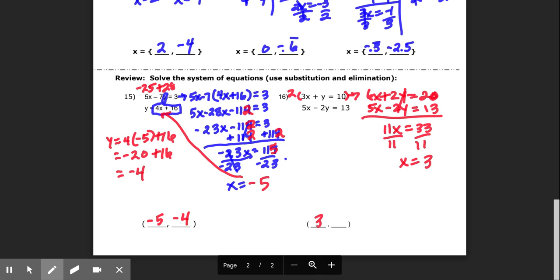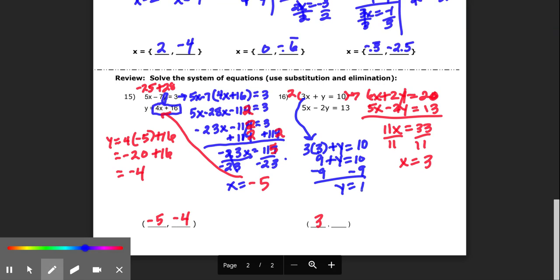And then you can just put 3 in place of x. I think I'm going to use that top equation. So let's go ahead and change colors. So I'm going to use this top original equation here. So it's going to be 3 times my x, which is 3, plus y equals 10. So this is 9 plus y equals 10. Subtract 9 from both sides, and y is equal to 1. So there's your 3 and 1.